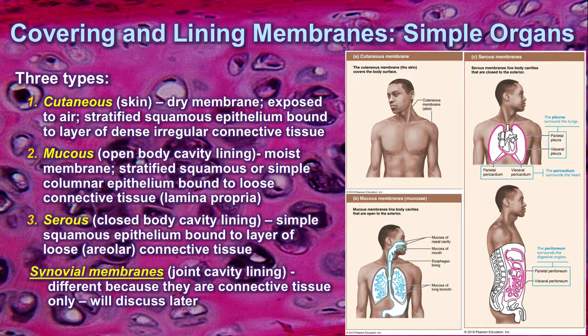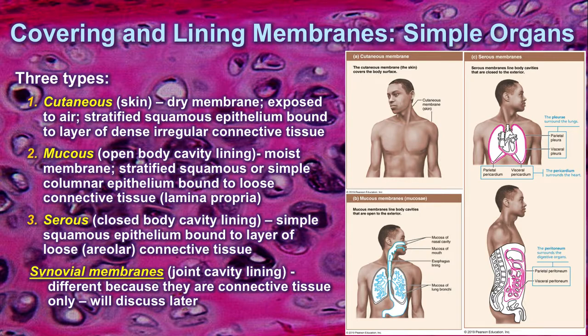Okay, our next 2. These are going to line body cavities within your body. The first one is your mucous membrane. Now, the definition of a mucous membrane is not that it produces mucus. Some mucous membranes do produce mucus, but not all do. Okay? The definition is that a mucous membrane lines a body cavity that is open to the external environment.